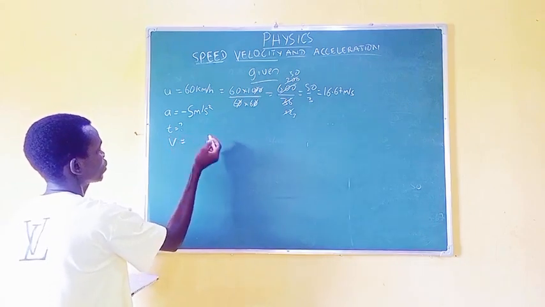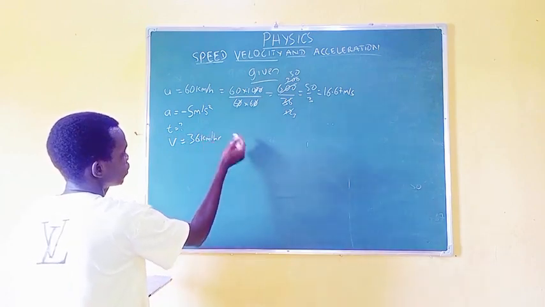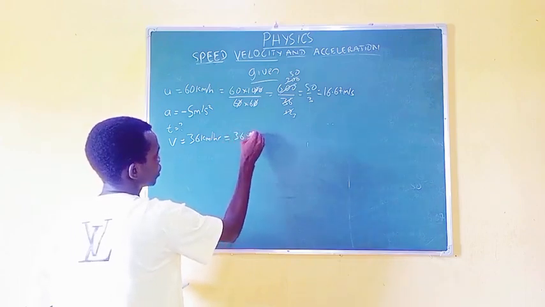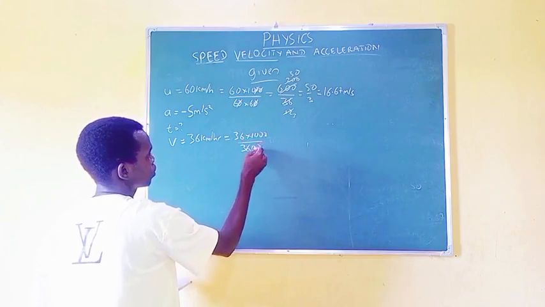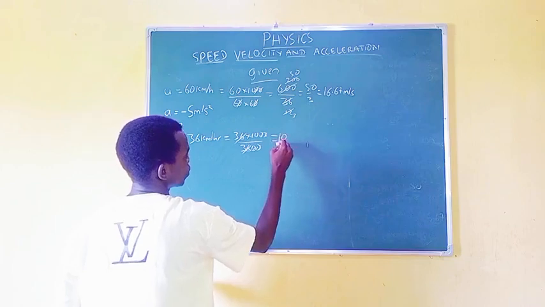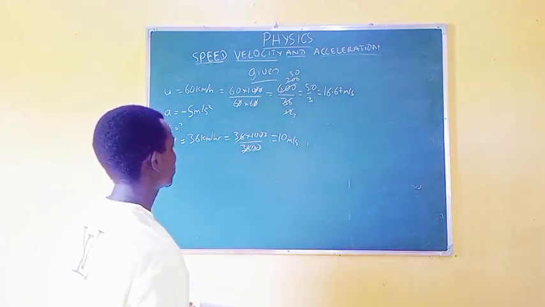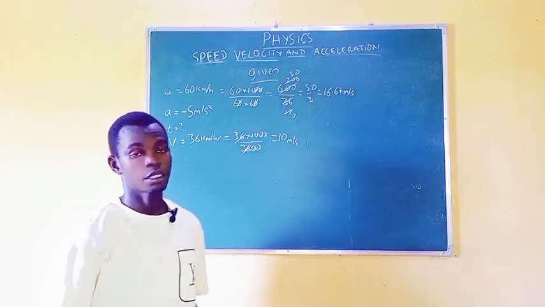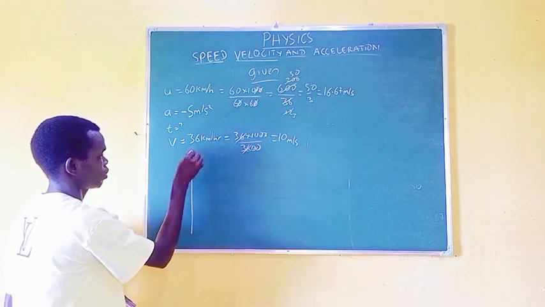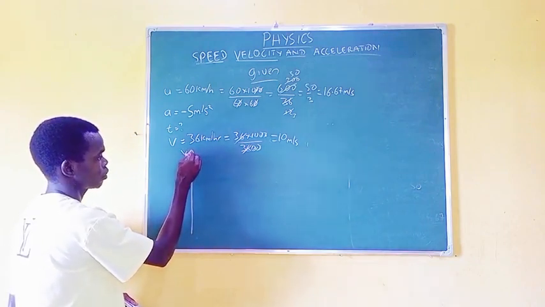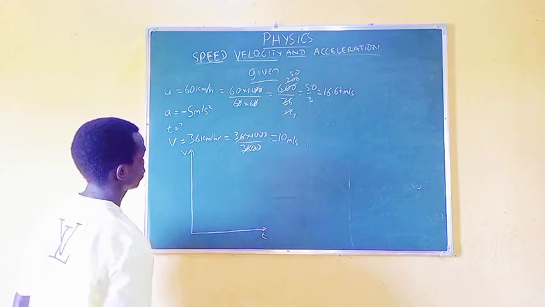Let's say here is the final velocity, which is 36 km/h, which is 36 times 1000 over 3600. We have 10 meter per second. From here now, we can draw our velocity time graph. We know that the vertical axis is the velocity and the horizontal axis is the time.